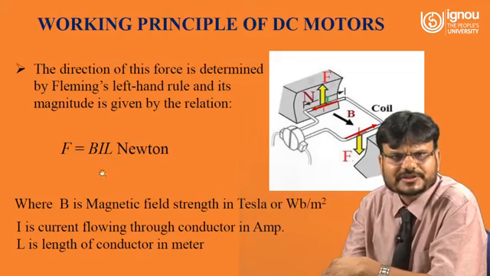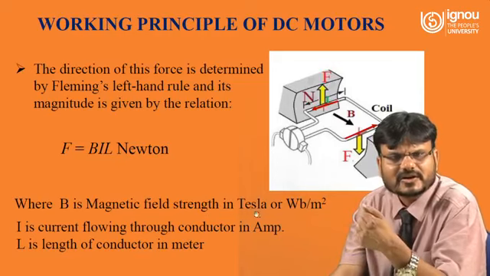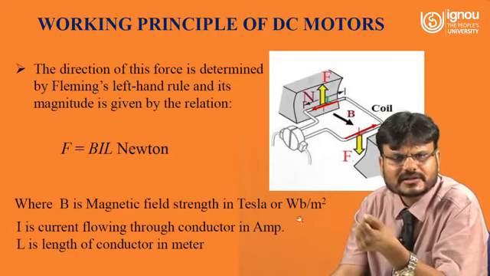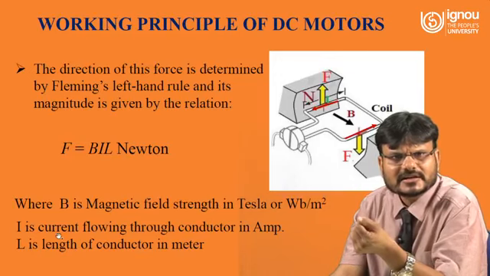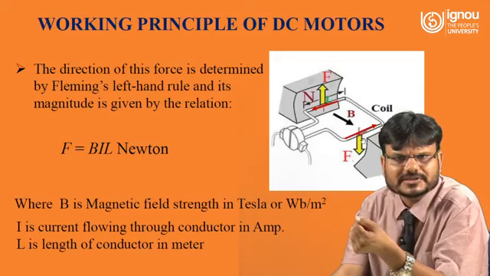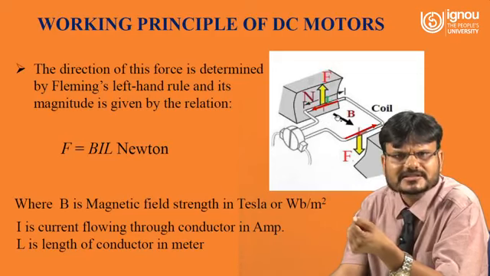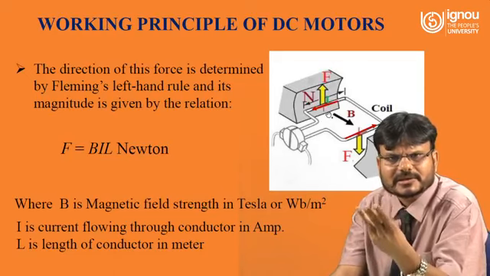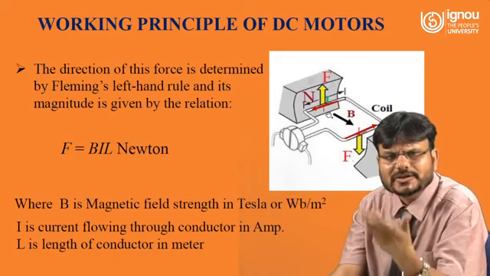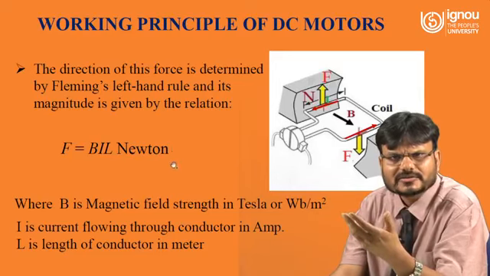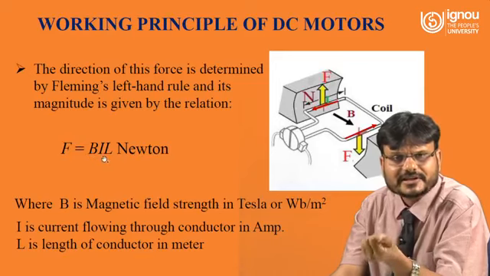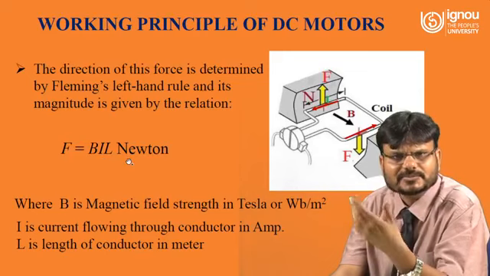So what is B? B is the magnetic field strength, which is generally measured in Tesla, or Weber per meter square. I is the current flowing through the conductor in ampere, how much current is flowing in this conductor, and L is the length of the conductor. So there are three parameters on which the magnitude of the force on this conductor depends. First, the magnetic field B. Second, the magnitude of the current flowing in the conductor, and third, the length of the conductor.